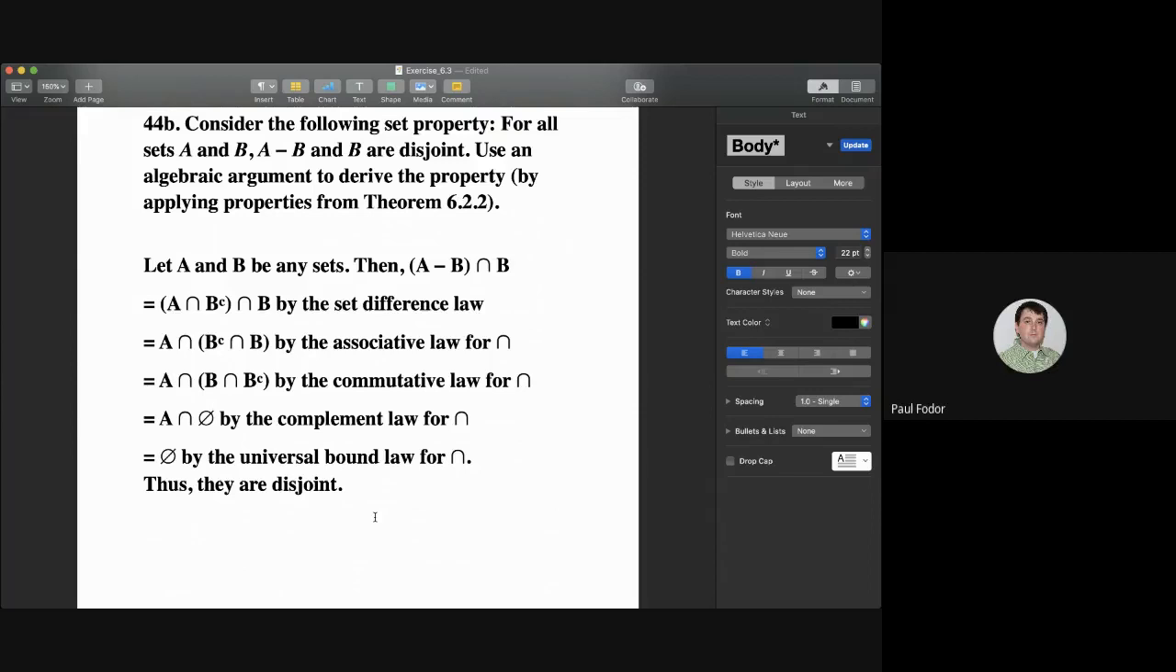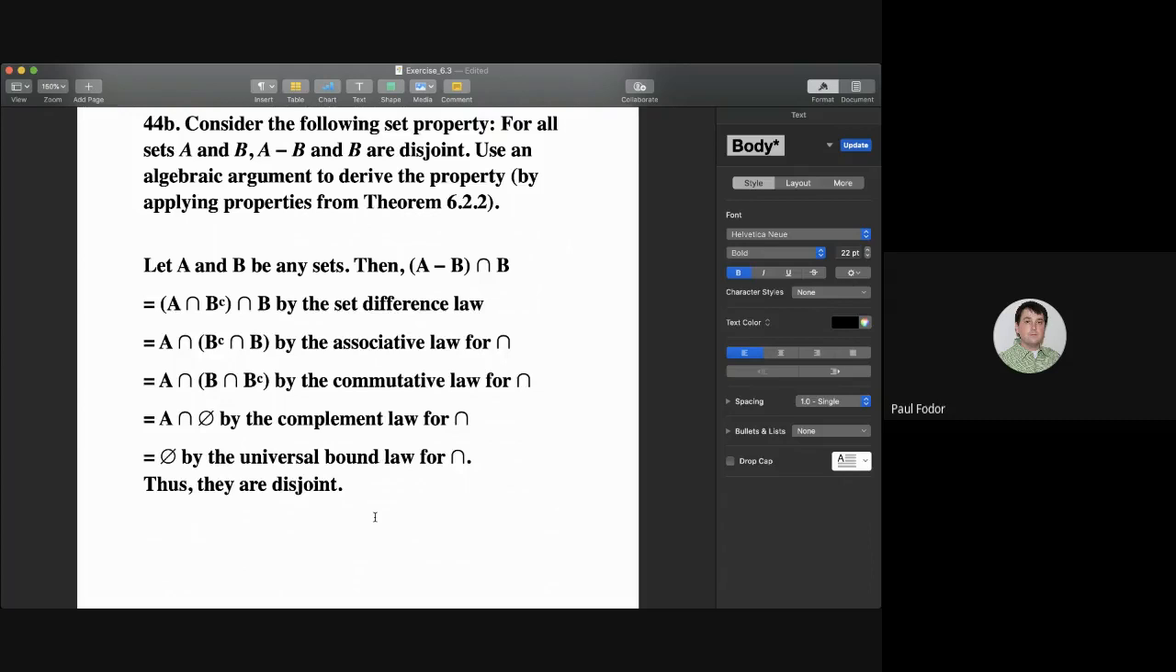You can also prove this by the element method. You assume by contradiction that there exists an element in (A minus B) intersect B. Then by that definition, you get every one of these steps, that element must belong to A intersect B complement intersect B. By the associativity law for intersection, it will belong to A intersect (B complement intersect B), but that's the empty set. So now we get A intersect empty set, which is the empty set.